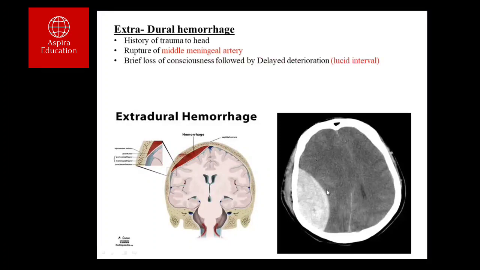There's a brief loss of consciousness, which is followed by a delayed deterioration. This is called the lucid interval. You might have come across this term in forensic medicine, lucid interval. So lucid interval is a period of stability in between two periods of loss of consciousness. Initially there is a brief loss of consciousness, followed by some stabilization in the sensorium, followed by subsequent deterioration. So this is called the lucid interval.